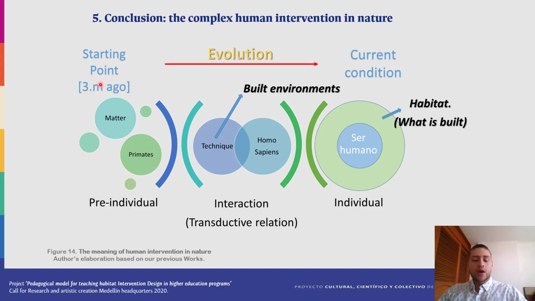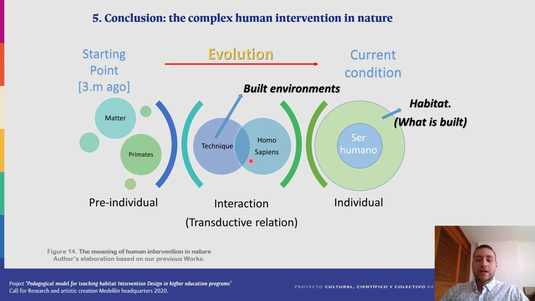Here we have a starting point with the human ancestors, like Lucy, 2 million years ago. We had a pre-individual entity constituted by matter as a term and primates as the second term. They were separate entities, but then throughout all the millions of years of evolution process, a relation started. That is the relationship between technique and Homo sapiens, constituted in what we call a transductive relation. That is to say, a relation in which the terms are constituted themselves in the process of interaction. Before this relationship, these terms did not exist at all. So technique and Homo sapiens only appear as an interaction of matter and the primates.